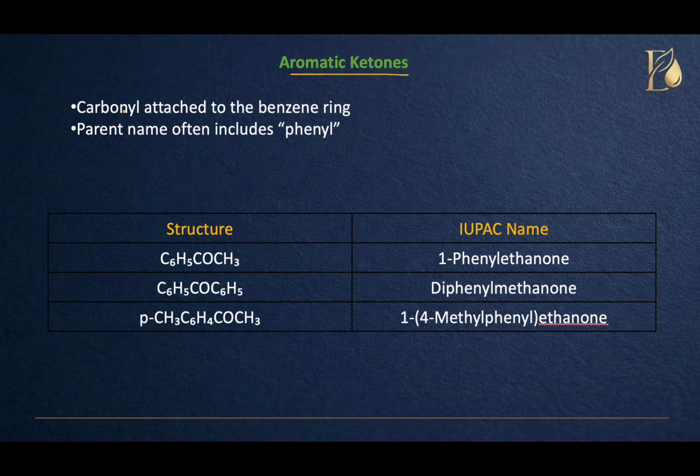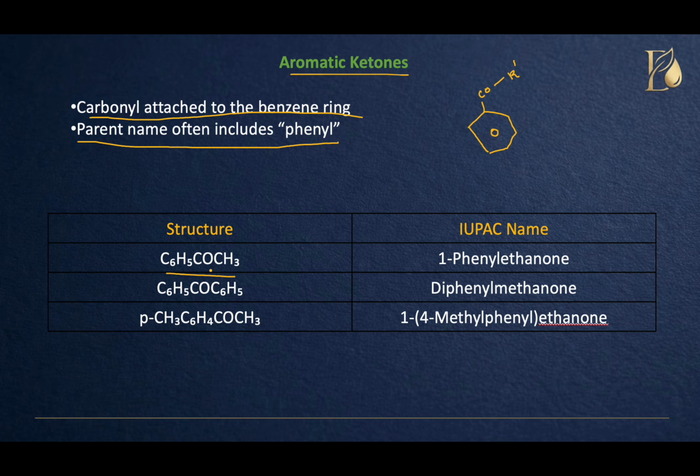Now we can discuss aromatic ketones. In aromatic ketones, what we have to do? The carbonyl is attached to the benzene ring, so the parent name often includes the phenyl group. So what will be the phenyl group? You can just draw a benzene ring. To this benzene ring, there is a CO group, and here the R can be anything, either the same or different, so I'm just writing R dash. Parent name is phenyl.